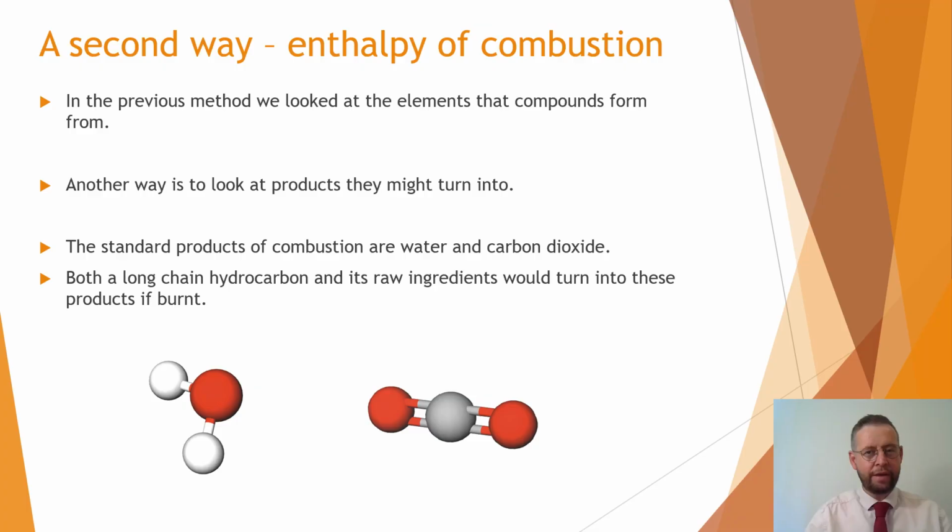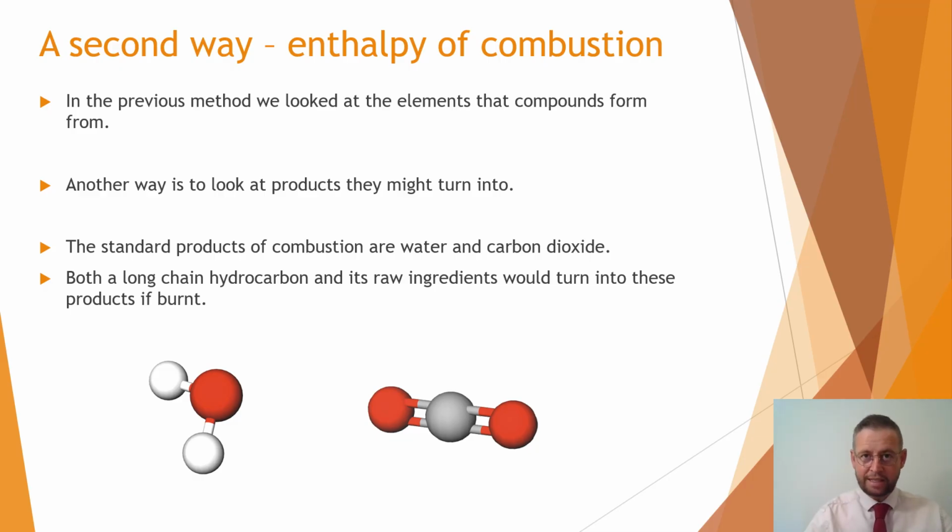Using the enthalpy of formation from the raw ingredients is one way we can use Hess's law. A second way we could use it is to look at what these chemicals might turn into if they went through a similar process, like, for example, combustion. The enthalpy of combustion could be used instead of the enthalpy of formation.